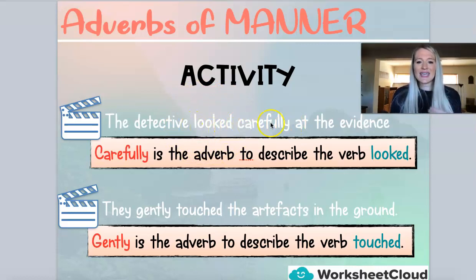He looked carefully. So carefully is the adverb to describe the verb looked. Okay. The second one, they gently touched the artifacts in the ground. So for those of you that don't know, the word artifacts, they are what an artifact actually is.